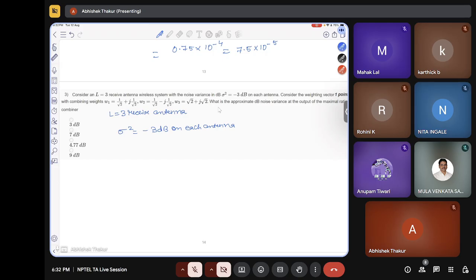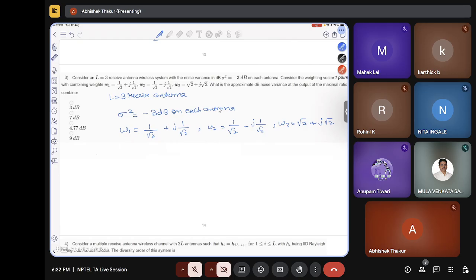And considering the weighting vector with combination weights, W1 is given as 1 by root 2 plus j 1 by root 2. W2 is given as 1 by root 2 minus j 1 by root 2. And W3 is given as root 2 plus j into root 2. So now, what is the approximate dB noise variance at the output of the maximal ratio combiner?